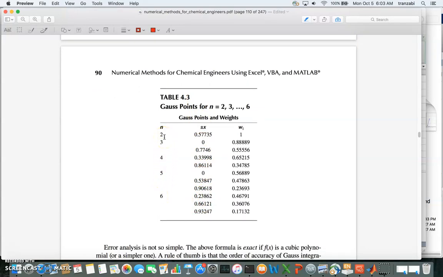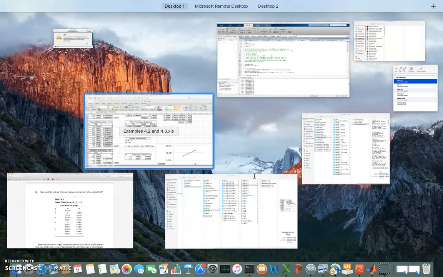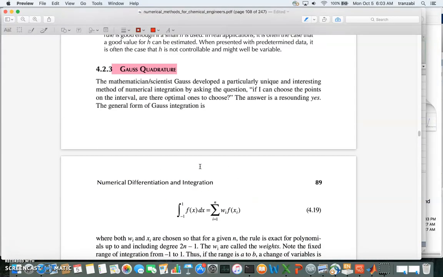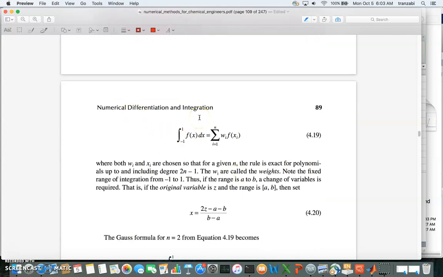Okay? Whenever you see a number in the x column here, you have to also account for the negative of that. That's why it says plus minus. For 0, we don't have a negative, it's just a 0. And the weights for the plus minus are the same. So plus minus 0.57, the weight is 1. Here the weight for plus minus 0.77 is 0.55. After we do the weight calculation, we multiply the f by the weights and we sum them up according to this equation.